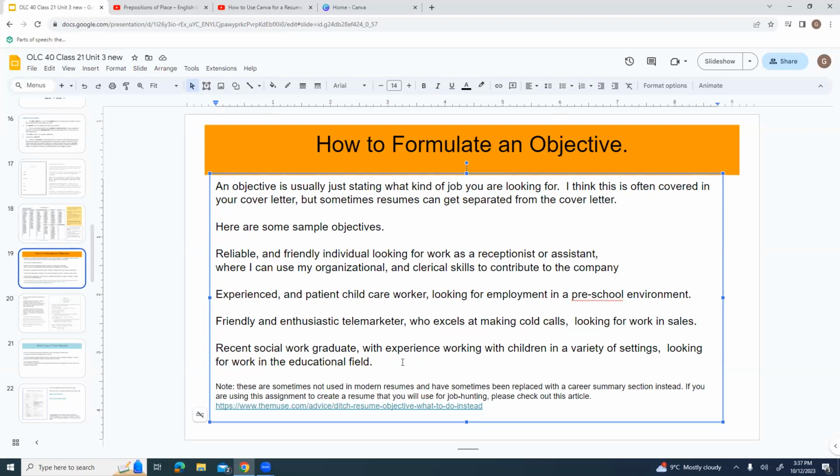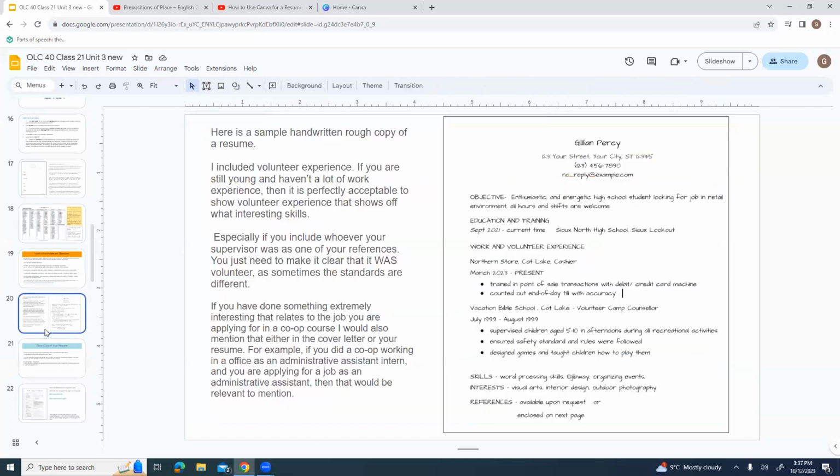I just don't use the summary or the objective, to be honest. Most times I feel like that kind of stuff is covered by my cover letter. Totally up to you when you're doing it on your own. For the assignment, you have to do the objective, okay? All right, let me see here.